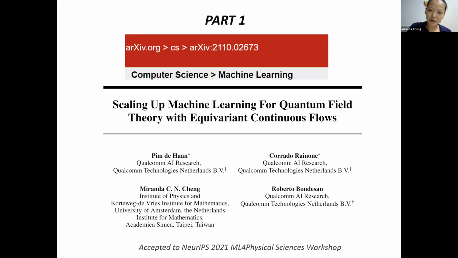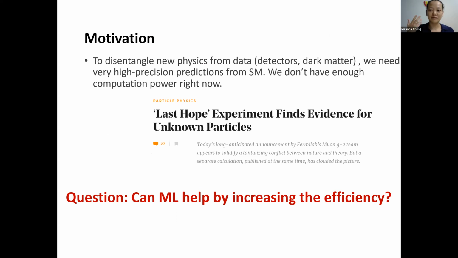Okay, so the first part is based on this recent paper by myself and three researchers at Qualcomm, the company. So what's the idea? The motivation is the following problem: in order to disentangle new physics from new data, including from detectors or dark matter experiments, we need high precision predictions from within the standard model. But for that, we don't have enough computational power.